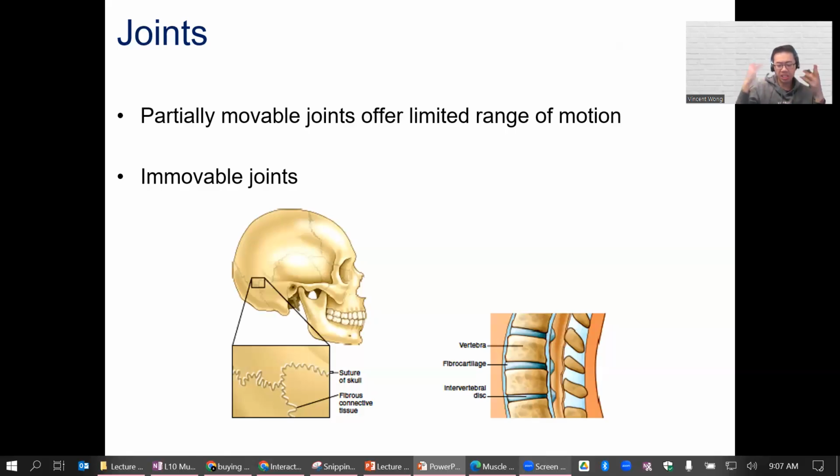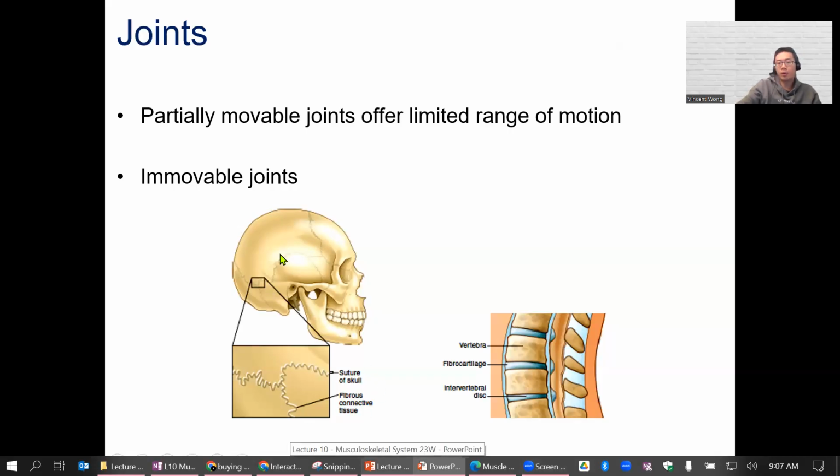It's like stacking chairs, right? If you stack two chairs together, you can kind of move them back and forth a little bit, but it doesn't really offer much range of motion. But if your stack of chairs gets high enough, then it's possible to bend the whole thing forward quite a bit, right? And then the immovable joints would be like the sutures in the skull, right?